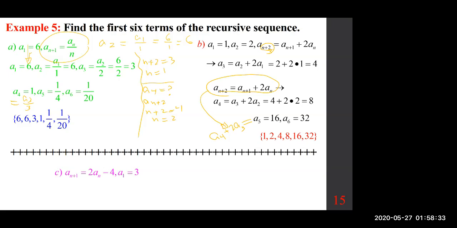The last one, part C, we have the first term, okay? So for example, if we want a sub 2, that means you replace n plus 1 with number 2, and that means n becomes 1. So a sub 2 is 2a sub 1 minus 4.